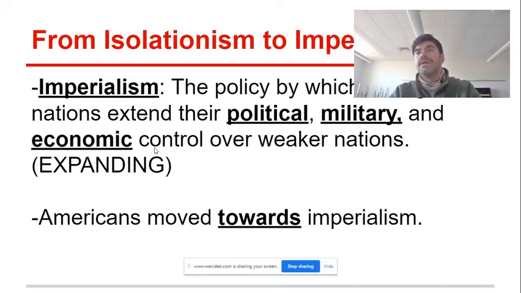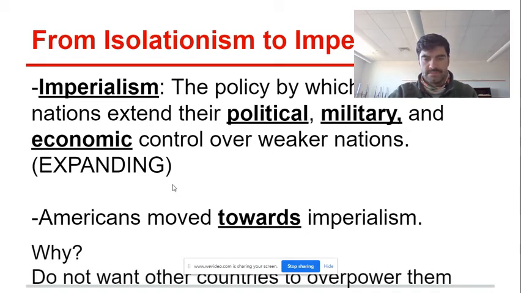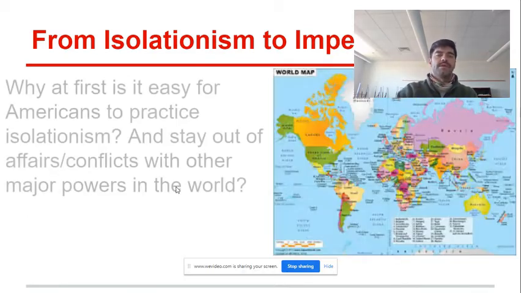And America, well, during the late 1800s, they were keeping to themselves before, but they realized if they exert their influence over weaker nations, it could lead to them making more money and thus becoming more powerful. Okay, and America, we know, doesn't want other countries to overpower them.